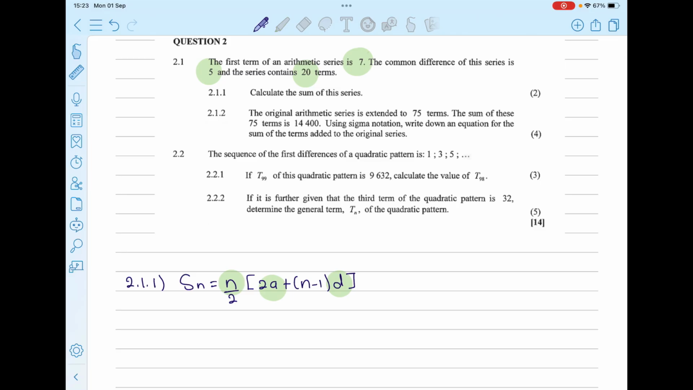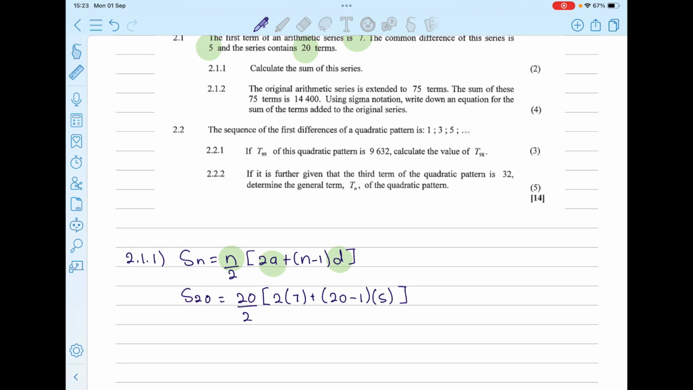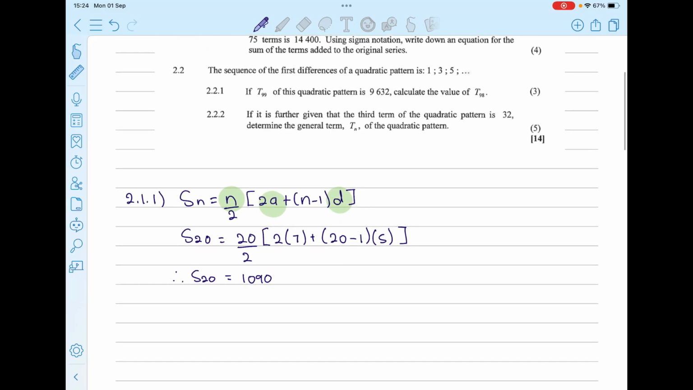So therefore, the sum of 20 terms will be equal to 20 divided by 2, and then for a it's 7 plus 20 minus 1, d is 5. Okay, so putting that in a calculator, you find that your answer will be 1090. Okay, so this was very doable. Okay, let's move on now to 2.1.2.